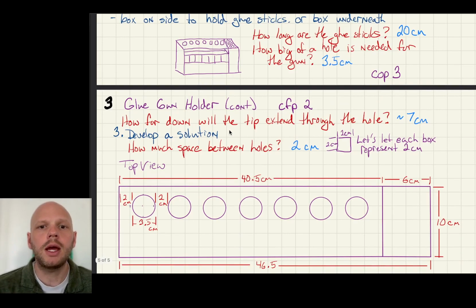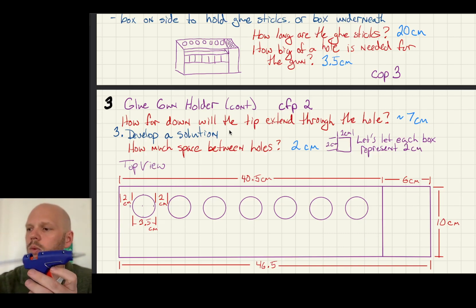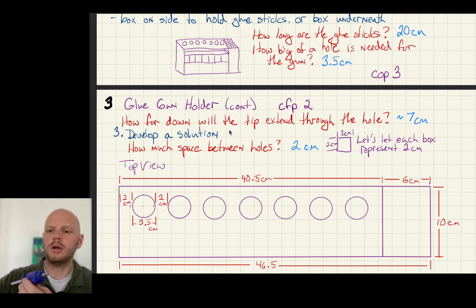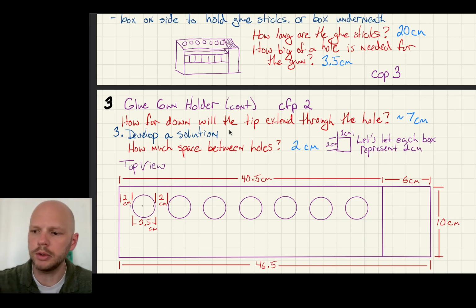So how far down will the tip extend through the hole? So I measured to about where I think the cardboard will hit the trigger area of the gun. And with my ruler here, I can see that it looks like it will be somewhere around 7 centimeters, approximately. That's what that little squiggly line means. It means approximately 7 centimeters. So now I'm to the develop a solution part of the process.